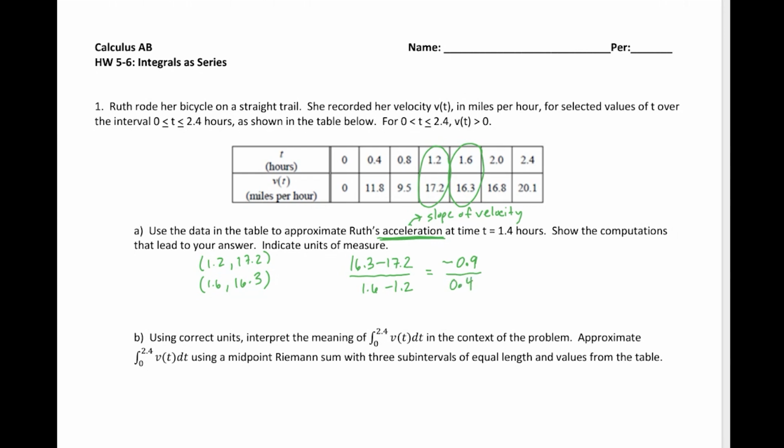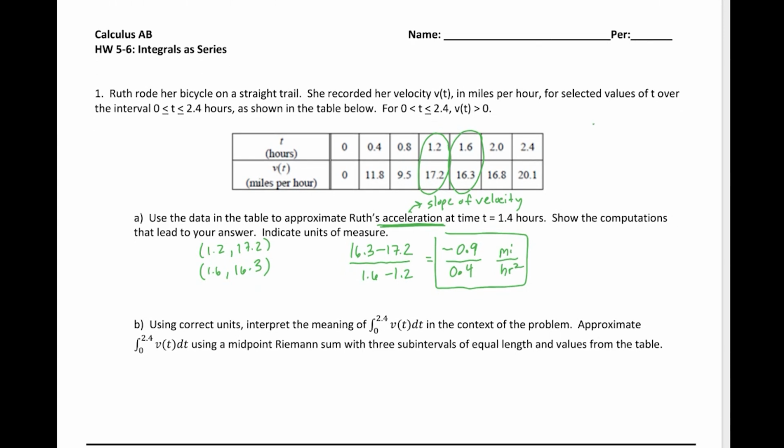As far as the units are concerned, since time is measured in hours and velocity is measured in miles per hour, the acceleration should be measured in miles per hour squared. So this is a perfectly fine answer, although if this question was given as a multiple choice item, this fraction would be simplified. So just for exercise here, we've got 0.9 over 0.4 and we're trying to simplify that fraction.